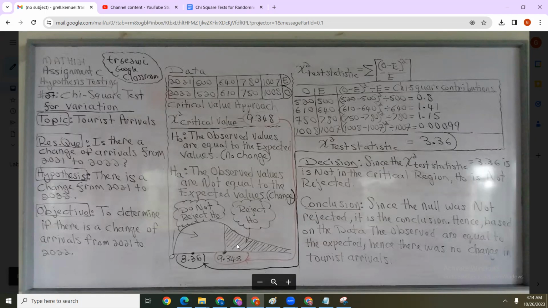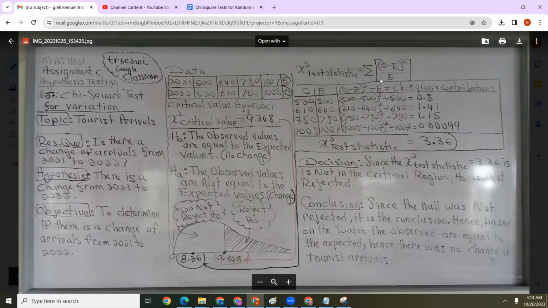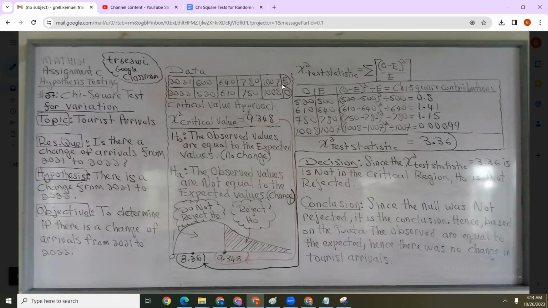So now, to calculate the test statistic, you have to use this formula, the sum of O minus E all squared divided by E. Now, here now we have got two sets of values. The expected values is what transpired historically. That's what you expect to happen. But the observed values now is what you're observing right now. So you're going to compare what you're observing now with what you expected.